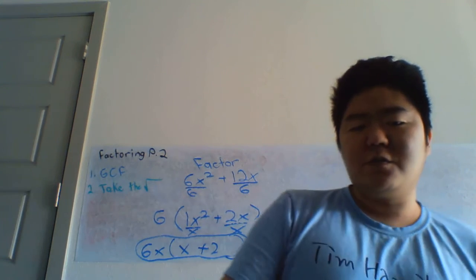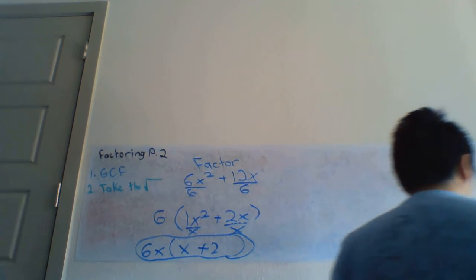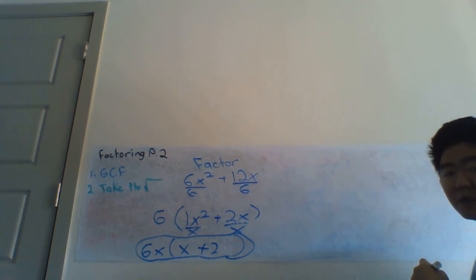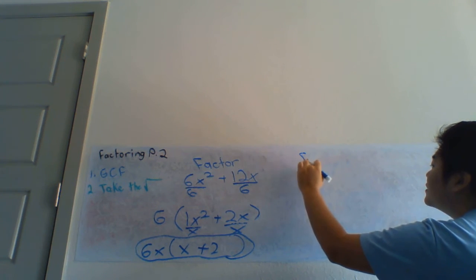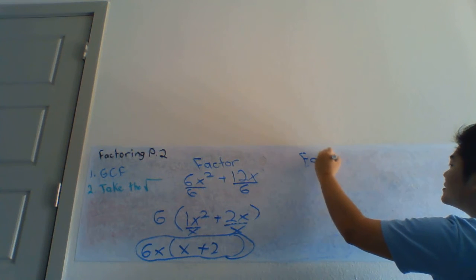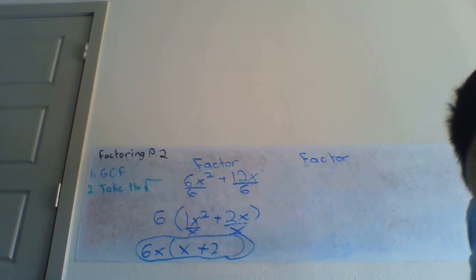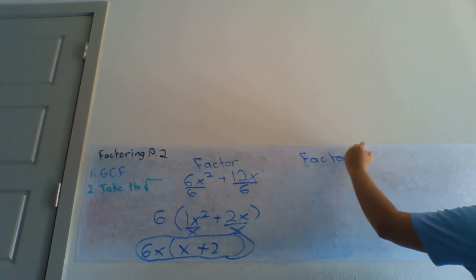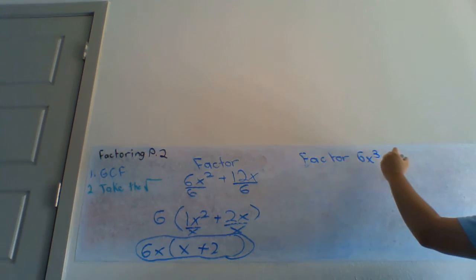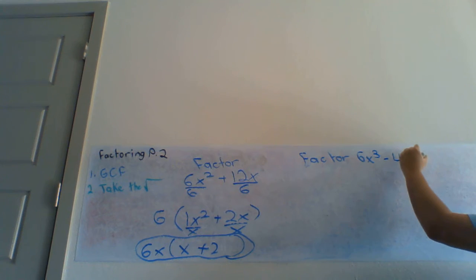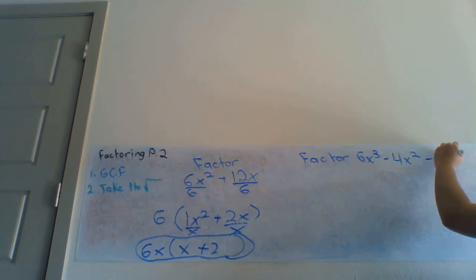So let's go over another one. And let's pull it up. Here we go. We've got another factoring one. It doesn't say factor by GCF, remember? So I've got 6x cubed minus 4x squared minus 16x. Awesome.